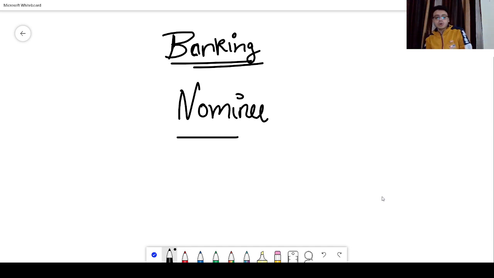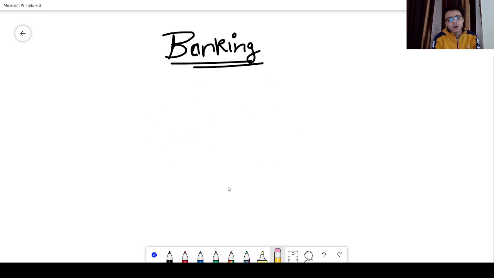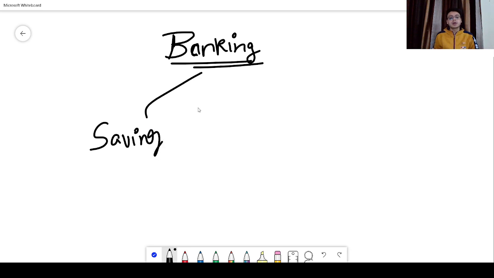So in this session we're going to talk about the types of bank accounts. Basically I'll talk about three types, because people usually talk about only two types of bank accounts. One, they talk about the savings account. And the second, they talk about the current account. So let me tell you the difference between the two.